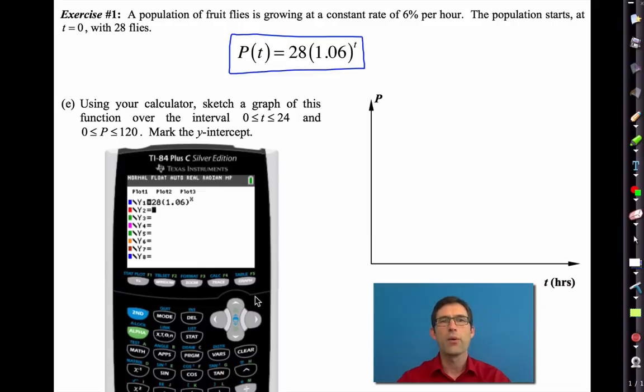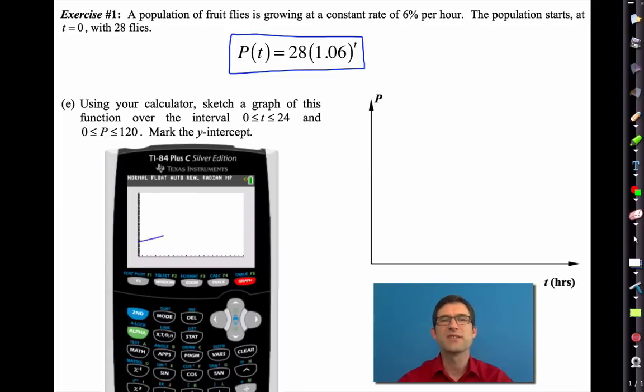Good. Now we want to noodle around a little bit with the window. Noodle around, very technical language. So go into the window. Now the problem says 0 to 24 for t, but that's now my x, so my x min is going to be 0. My x max is going to be 24. Go down a little ways. My y min is going to be 0, and my y max is going to be 120. Make sure that looks right. Check your window settings. Take your time, no rush. All right, now let's hit graph.